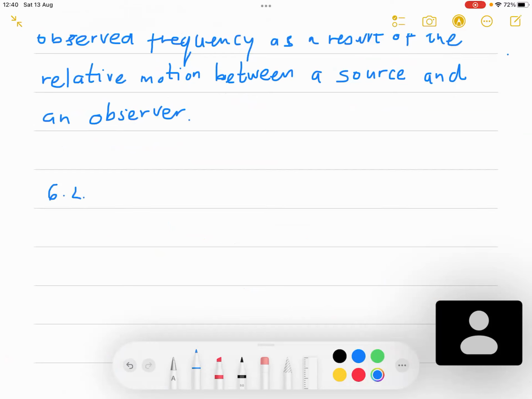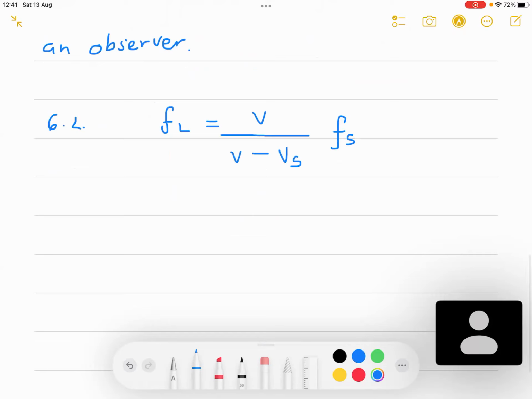So we know that FL is equal to V over, so the source is moving and the observer is stationary. So we'll just have V. There's no speed for the observer. And in the bottom, we have V and we have VS times FS. And they told us that the source is moving towards the detector, so that's a negative sign. Once we have that, we're trying to find FS, but we can just fill in the values now.